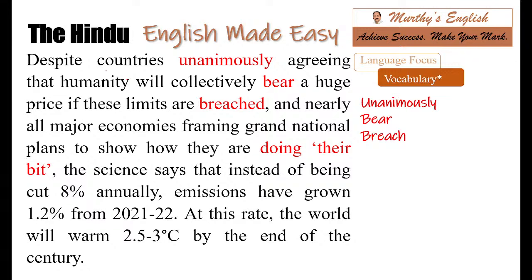They're working very hard. But unfortunately, despite introduces contrasting information, despite countries unanimously, without any opposition, agreeing that humanity will collectively bear a huge price if these limits are breached, and nearly all major economies are framing grand national plans to show how they are doing their bit. The science says that instead of being cut 8% annually, emissions have grown 1.2% from 2021-22. A lengthy sentence.